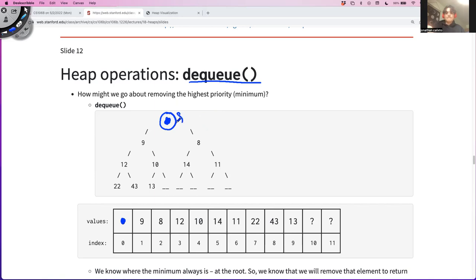The eight. So let's say we move the eight up there and then this one's empty. And would you do the same process again? Yeah, and then the 11. You move the 11 up there and then this one's empty. Okay, and then there's no more children there, right?